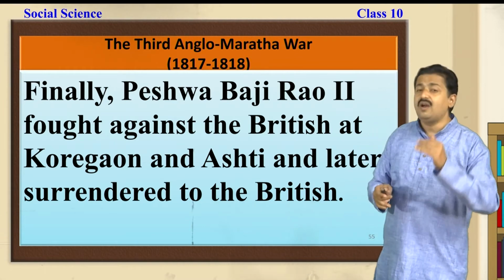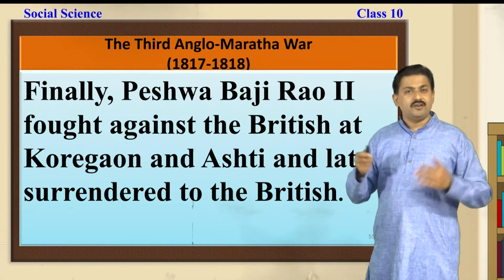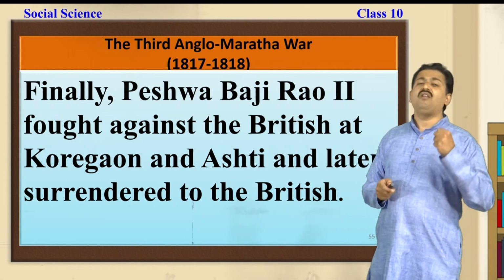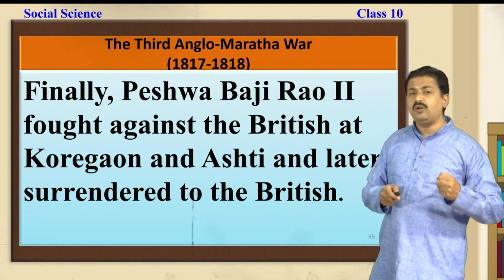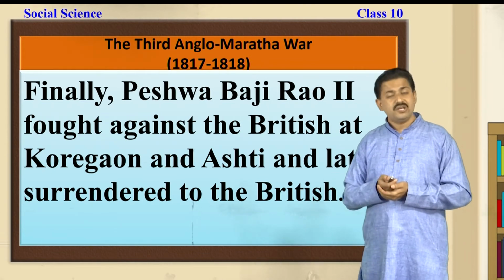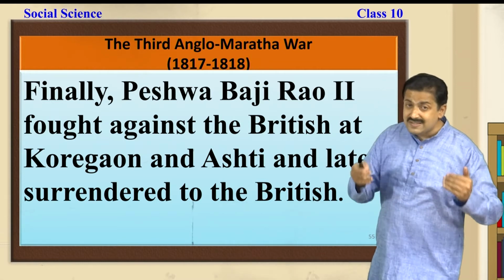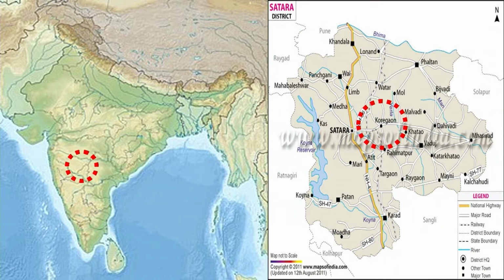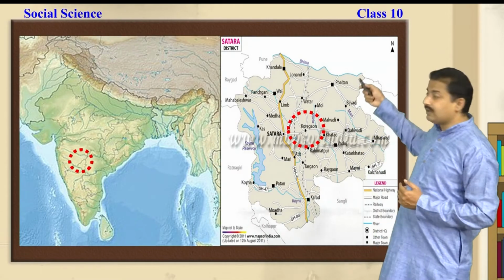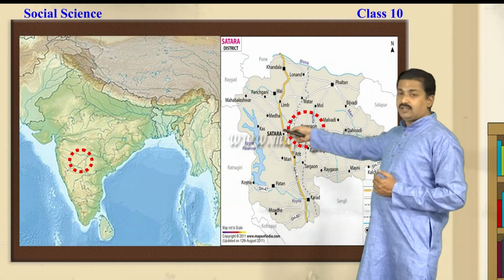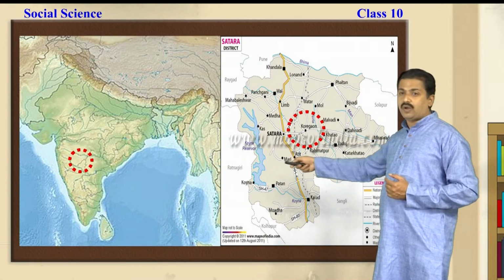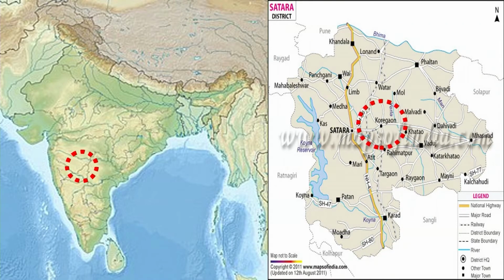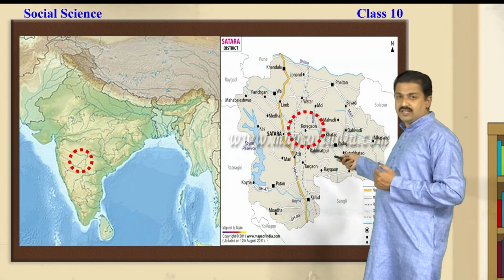Koregaon and Asti are in Maharashtra, but unfortunately, the British were very powerful. They defeated Peshwa Baji Rao II and also his subordinates. Finally, Peshwa Baji Rao II had to surrender. This is Koregaon here in Maharashtra, and the place Asti nearby.